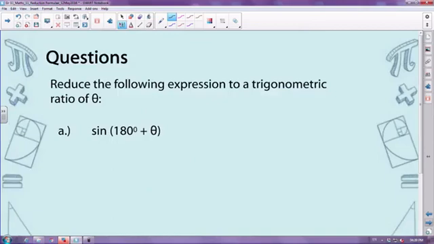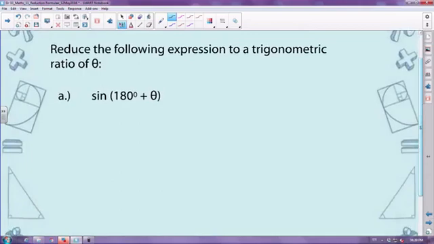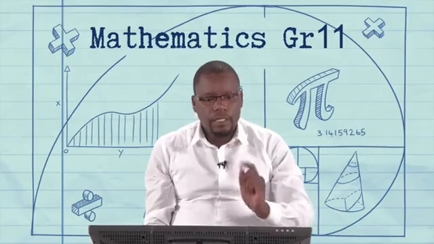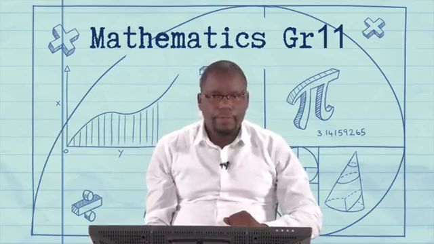Guys, you'll take this example quickly. Reduce the following expression to a trigonometric ratio of theta. So I'm giving you just a minute to work on this problem, and then we'll look at it together. Right, let's go.